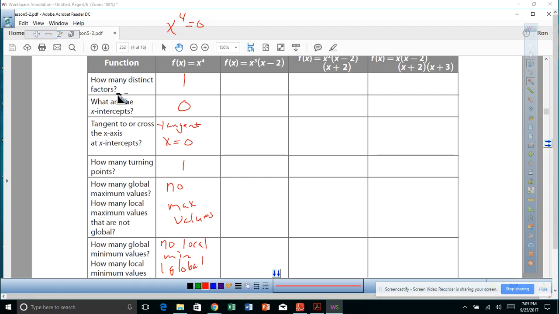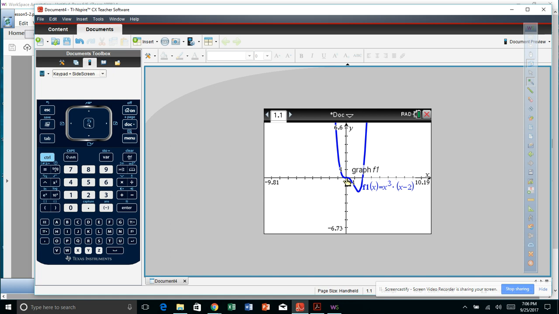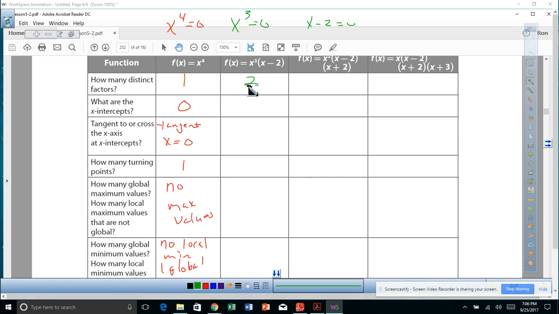Let's answer the question. How many distinct factors does this have? Well, it has x cubed equals 0, and it has x minus 2 equals 0. So it has 2 distinct factors. What are the x-intercepts? It looks like 0 and 2. So we got 0 and 2.